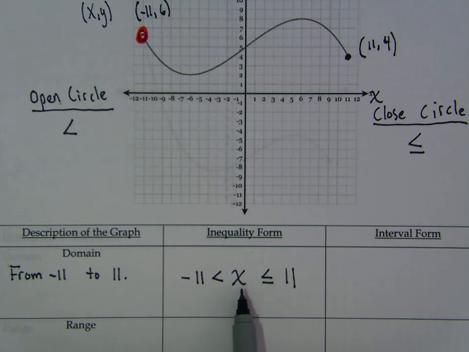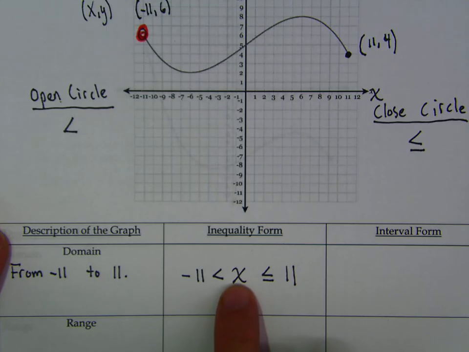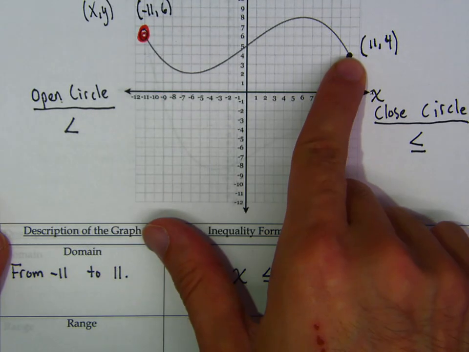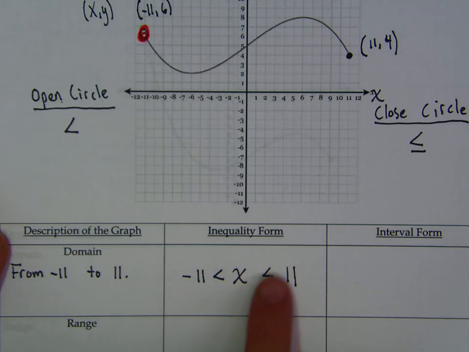So what this is saying is, you have every x value. Let me show this over here. What this means is you have every x value from -11 all the way to +11. So this is the inequality form.